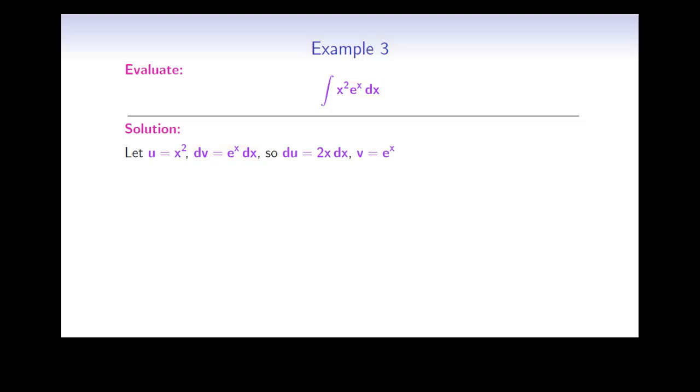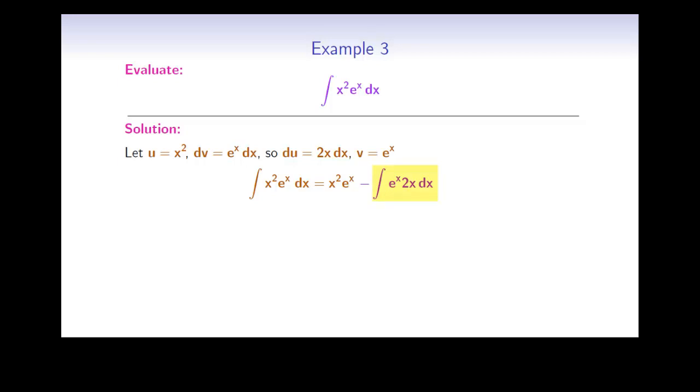Once we've made our choice, we just compute the derivative of u to give us du equals 2x dx, and the integral of dv gives us v equal to e to the power of x. Now we insert all these things into the integration by parts formula, and we end up having to integrate e to the power of x times 2x dx.